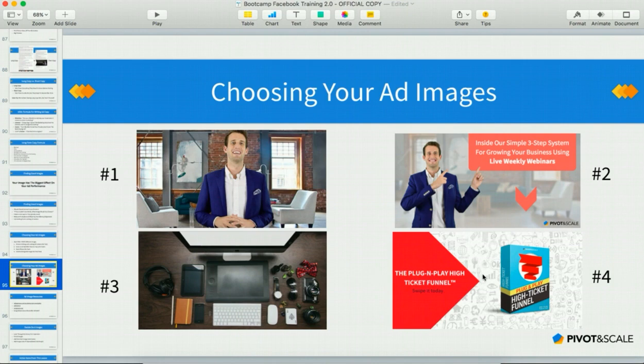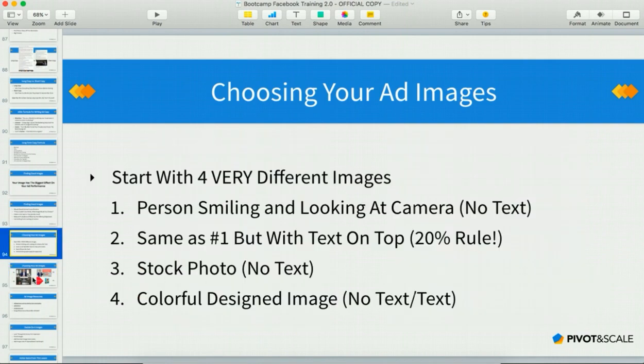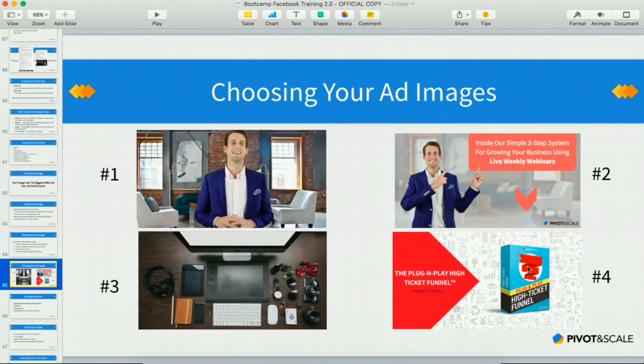And then number 4 is, again, not branded to my face. It's just a colorful designed image. You can make this inside Canva or somewhere like that, as an ad that doesn't have any face or anything like that. So these are obviously all 4 very different images. These are probably the 2 most similar, but one has text and one doesn't. We're going to see which one of these 4 works the best early on.